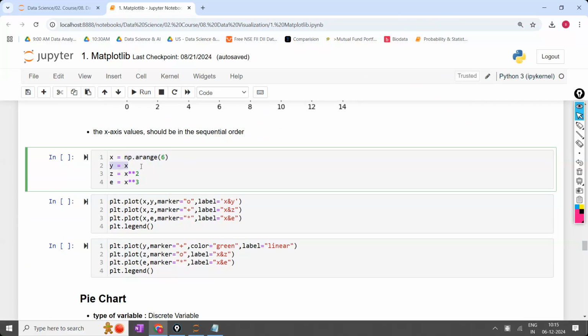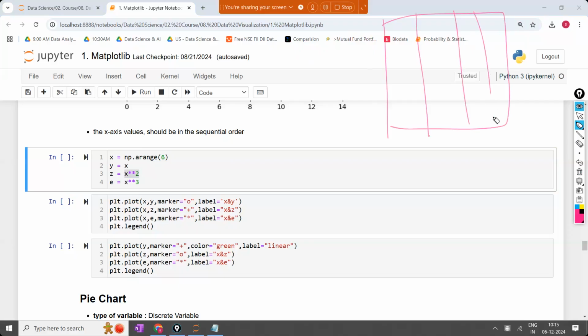Now y is equal to x. What is y is equal to x means? 0, 1, 2, 3, 4, 5. Z is equal to x to the power of 2. What is x to the power of 2 means? 0 square, 1 square, 2 square, 3 square, 4 square. Let us write clearly. X is equal to 0, 1, 2, 3, 4, 5. Though it is in an array, I'm writing in table format for easy understanding.